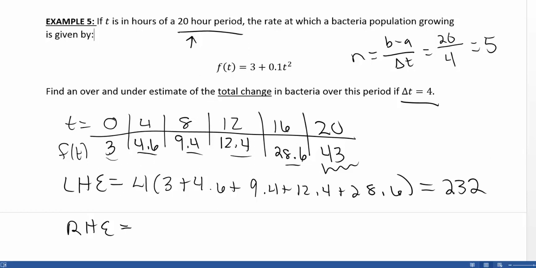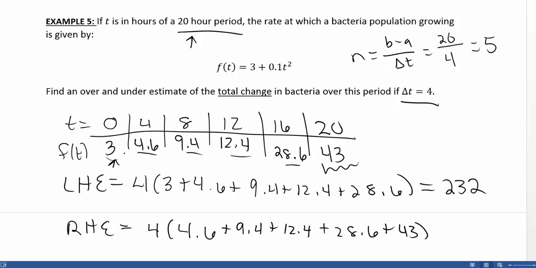When we do a right-hand estimate, we don't use the leftmost point. So again, I'm going to pull the 4 out front, my delta t, and I'm going to have 4.6 plus 9.4 plus 12.4 plus 28.6 plus 43. So all the rates except for my leftmost rate. I multiply those together and I get 392.